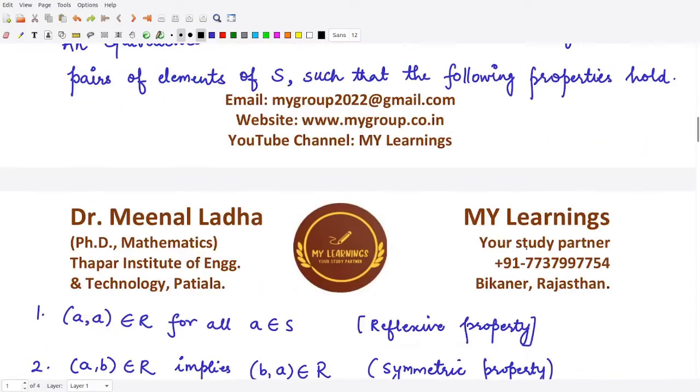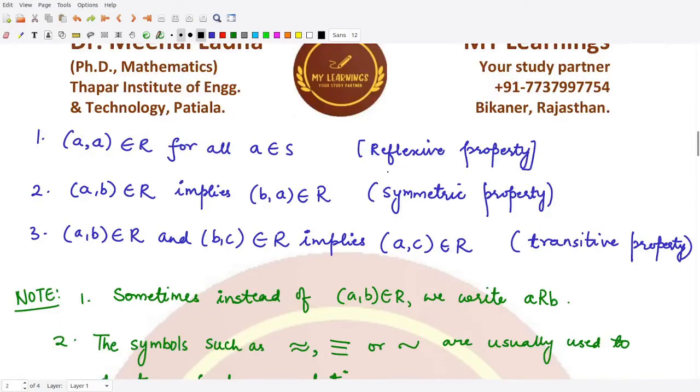The first property is the reflexive property. Now what is this property? This property says that an element should be related to itself. So suppose we take some element A from S, then A should be related to A, right? This is the property here. It is reflexivity, that it should be related to itself.